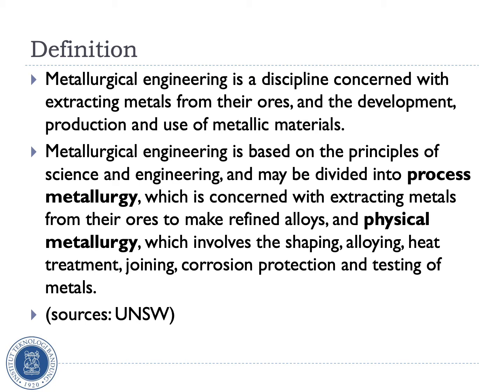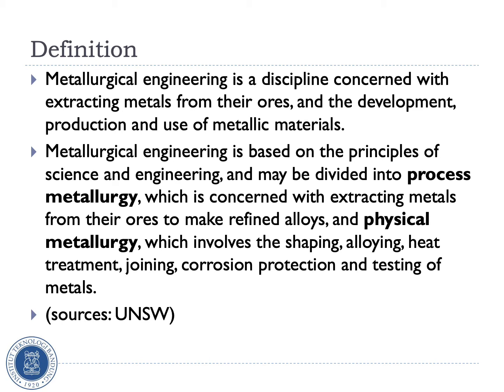Right. Let's start with the definition. For chemical engineers, at least we need to know what is actually metallurgical engineering. Metallurgical engineering is a discipline concerned with extracting metal from their ores and the development, production, and the use of metallic materials. Metallurgical engineering is based on the principle of sciences engineering and may be divided into process metallurgy, which is concerned with extracting metal from their ores to make refined alloys, and physical metallurgy, which involves the shaping, alloying, heat treatment, joining, corrosion protection, and testing of metals.